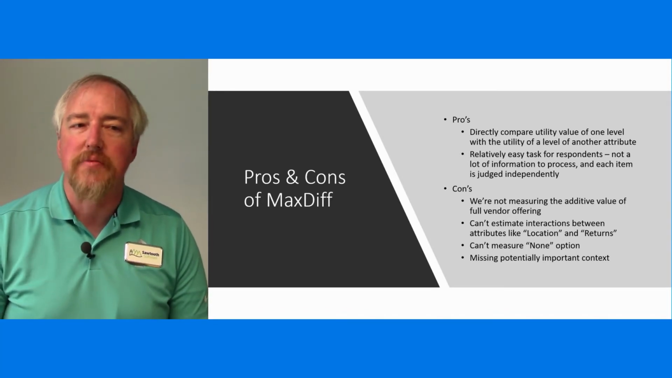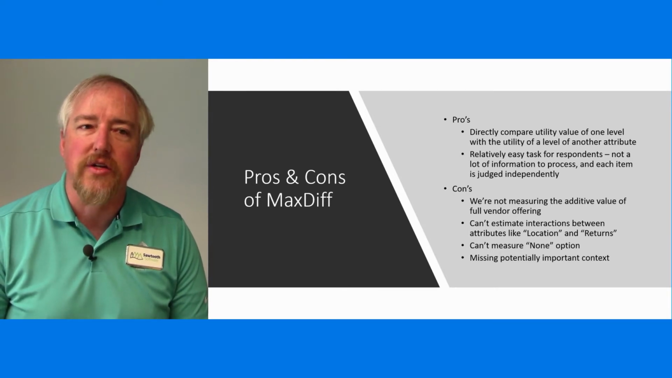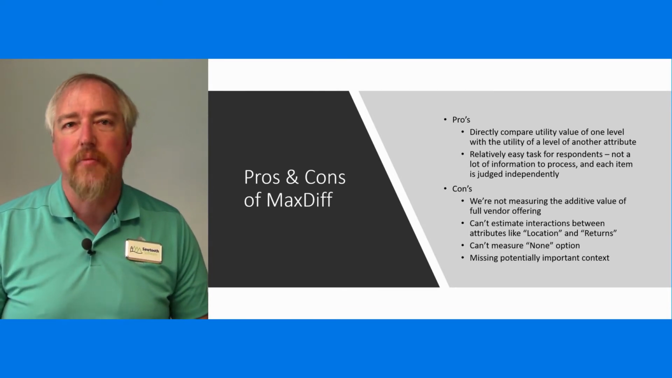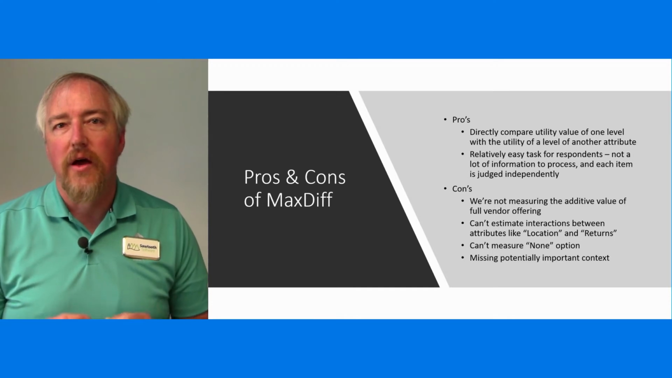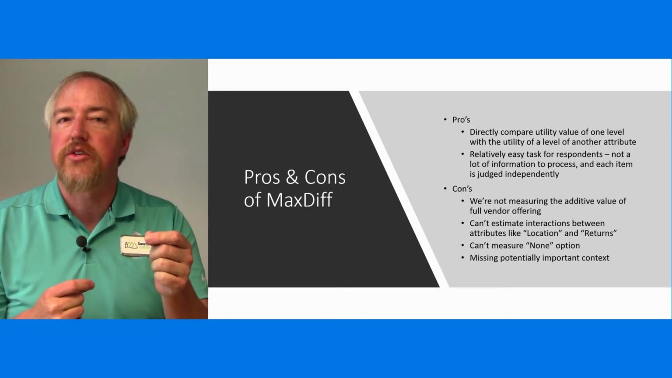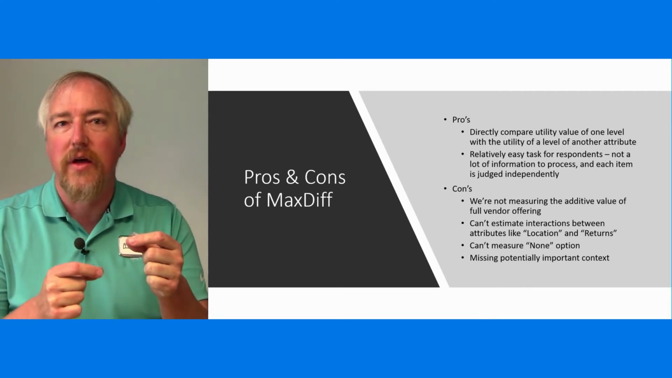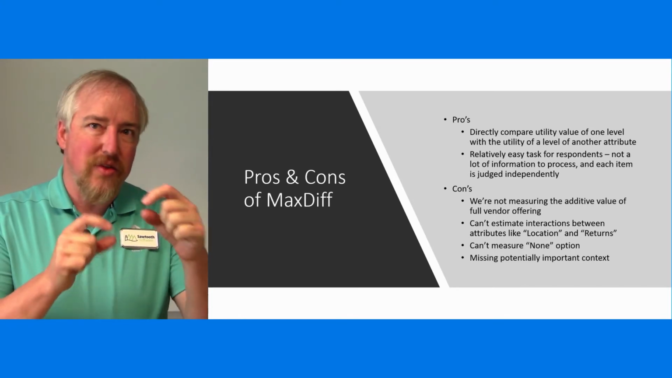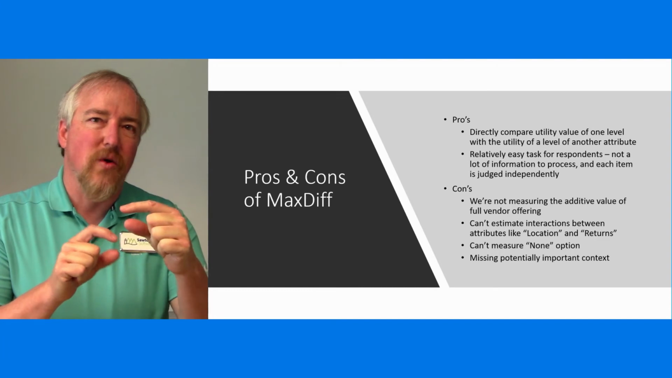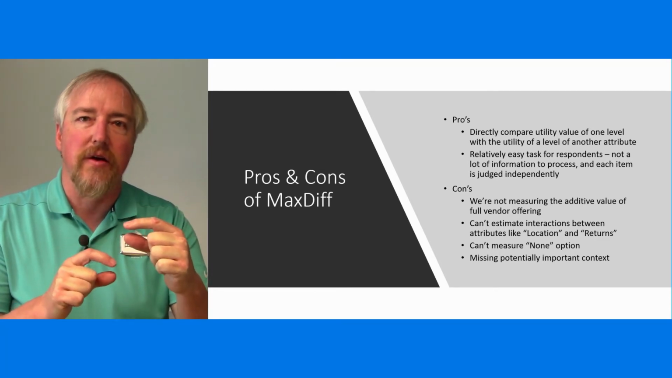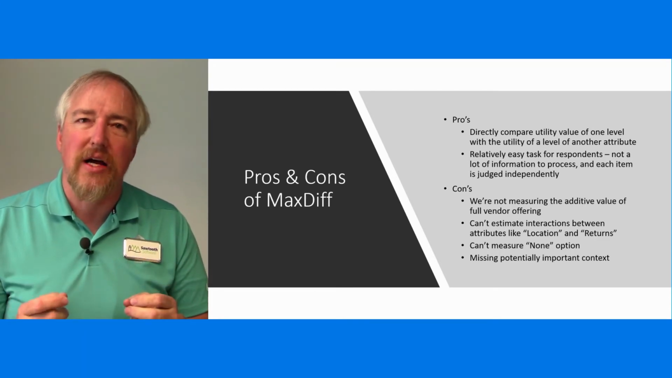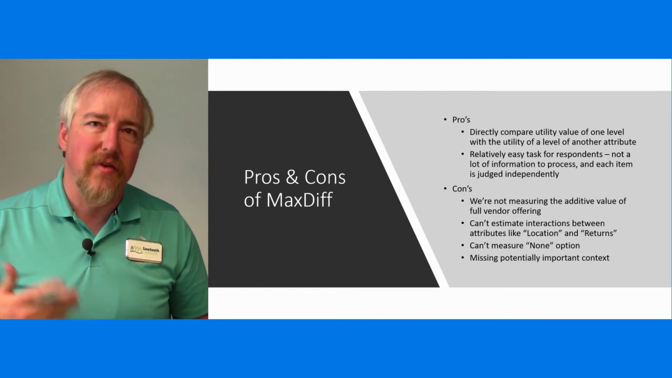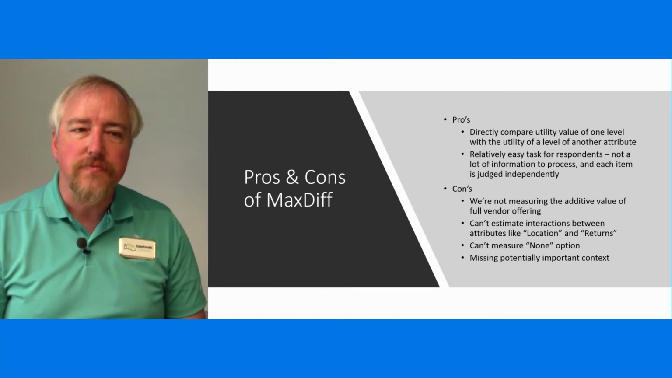It makes it harder to estimate interactions between attributes like location and returns, because we're not asking people to consider them jointly. We're not saying what happens if a location is local and a return is direct to the vendor. We're saying these two things are independent of one another. Which one makes you more or less likely to choose the vendor? So even if we could estimate interactions, it doesn't quite make sense given the way that we're asking the question.